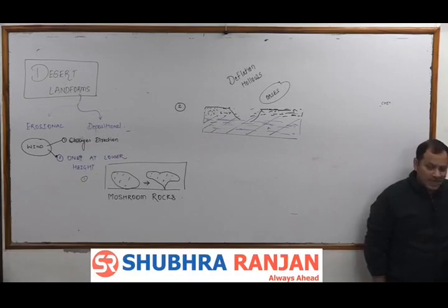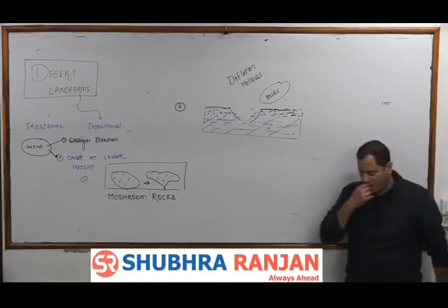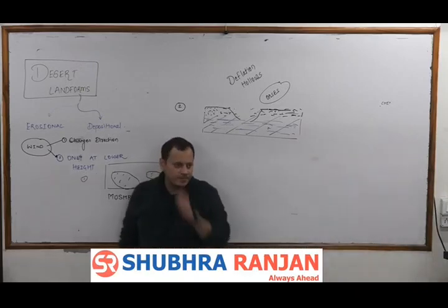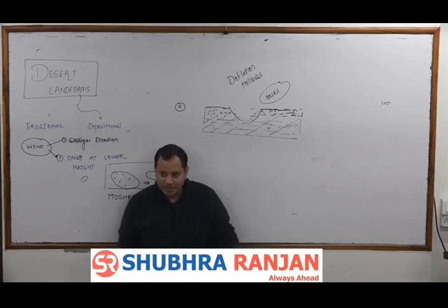Wind is the most active agent of erosion in the deserts. Full stop. If tomorrow a question comes: wind is the only agent of erosion in the desert? No, false. Water can be anywhere. Understanding?